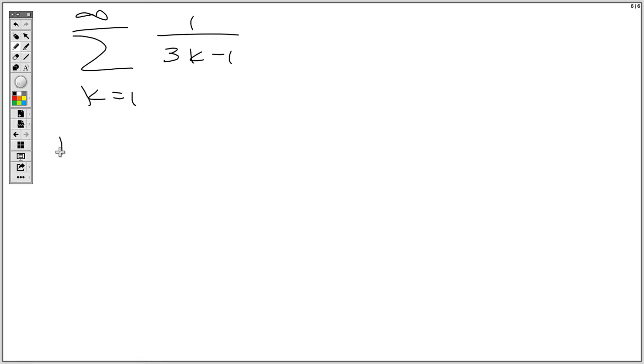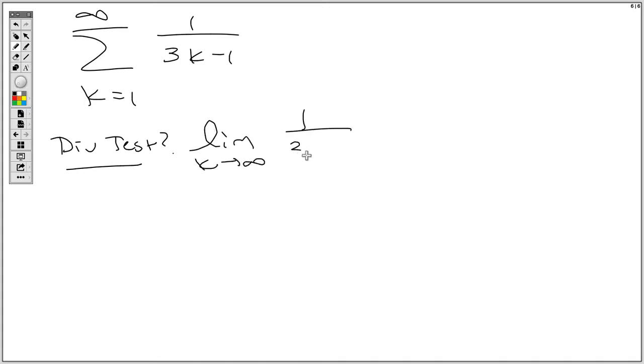Let's try the divergence test. Let's take the limit as k goes to infinity of 1 over 3k minus 1. And what's that limit going to be? That's going to be 0. So if the limit is 0, what does the divergence test tell us? Nope. It doesn't tell us. The divergence test can only tell you if it diverges. And the only way you're going to know it diverges is if this limit is something besides 0. So we don't know anything from the divergence test.